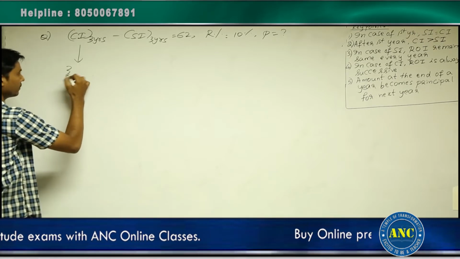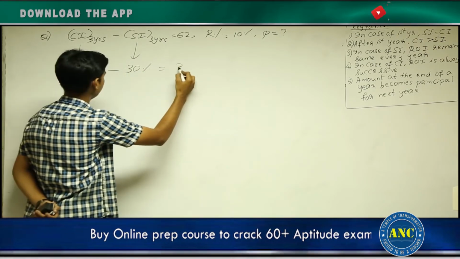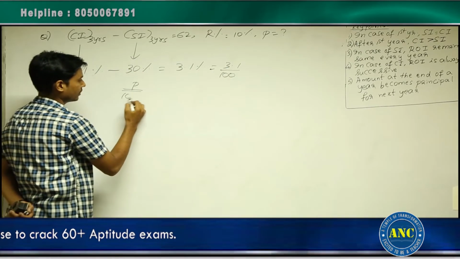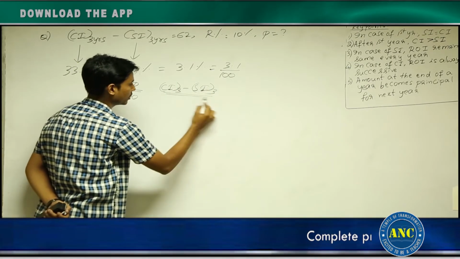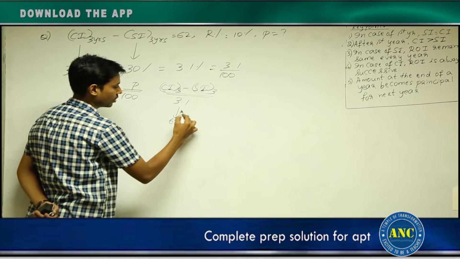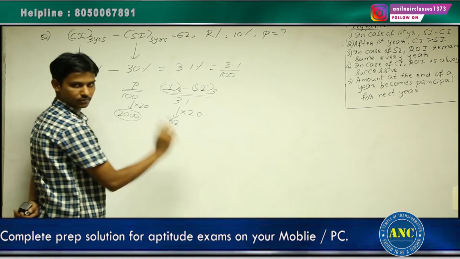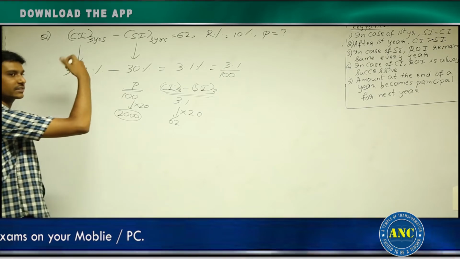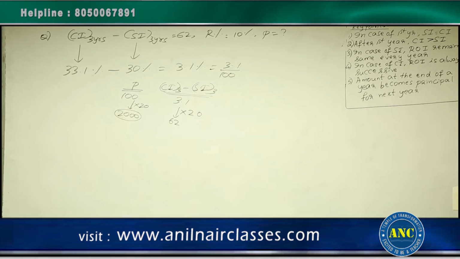So this is 33.1. Minus, this is 30%, 3.1%, 3.1 by 100. If I have taken 100, the difference is 3.1. Understanding the approach, right? According to the question, it should be 62. Into 20, into 20. Answer is 2000. Clear? You have a formula in your textbooks for 2 years, for 3 years. But you need not apply any formula. If you know the logic, you need not use your pen also. I think you have understood that by now.